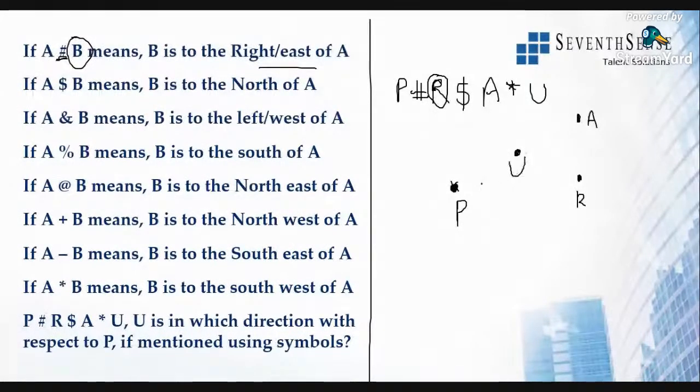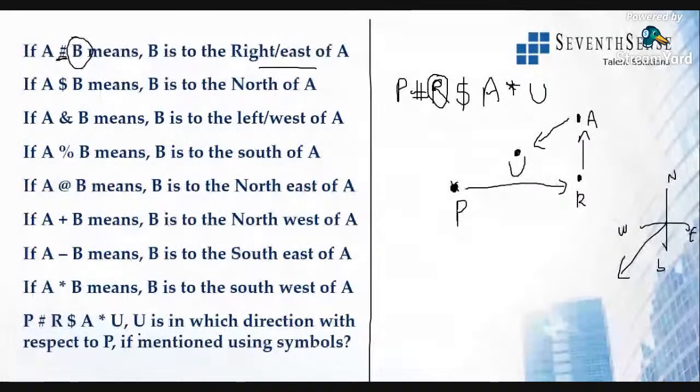So please make sure the directions. Ash is R is to the east of P. Then dollar, in the sense north of A. That is A is north of R. Then U is southwest. Southwest in the sense this direction. So please make a note of this. West, south, east, north.